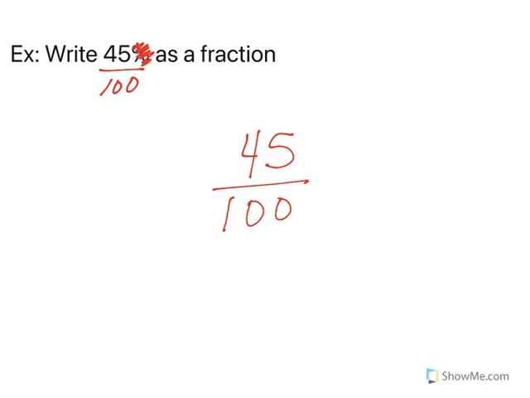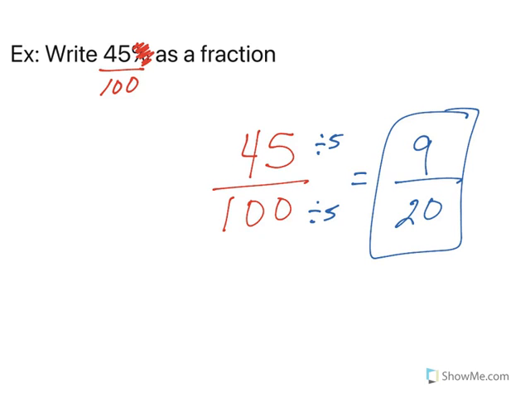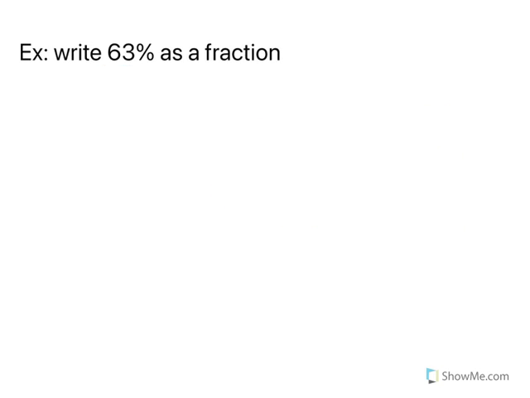So if I look at 45 and 100, those are both reducible by 5. So if I divide the numerator and the denominator by 5, 45 divided by 5 is 9, and 100 divided by 5 is 20. So this reduces, right? 45% as a fraction is the same as 9/20.